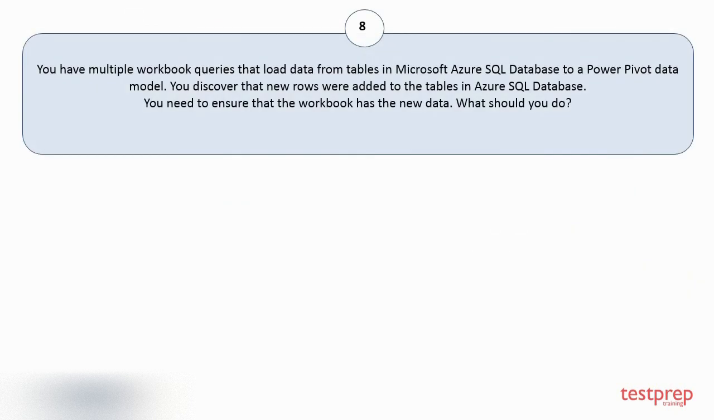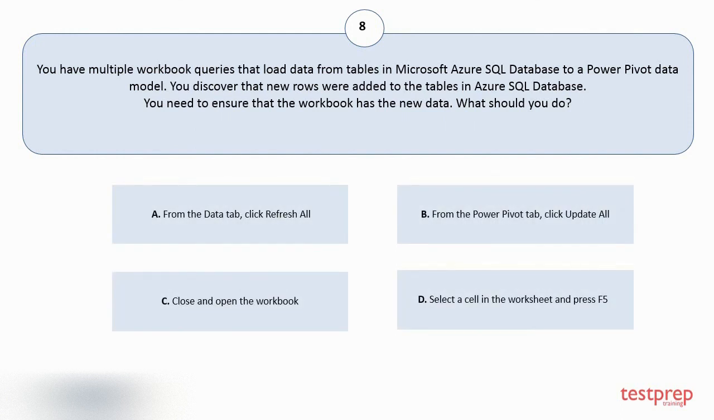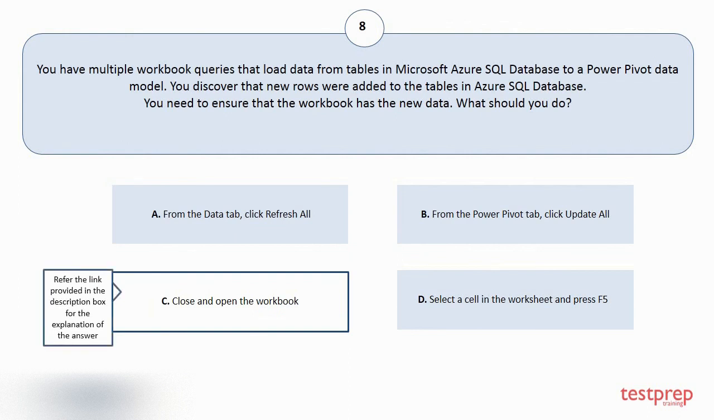Question number 8. You have multiple workbook queries that load data from tables in a Microsoft Azure SQL database to a Power Pivot data model. You discover that new rows were added to the tables in the Azure SQL database. You need to ensure that the workbook has the new data. What should you do? Your options are: A. From the Data tab, click Refresh All. B. From the Power Pivot tab, click Update All. C. Close and open the workbook. D. Select a cell in the worksheet and press F5. The correct answer is option C.